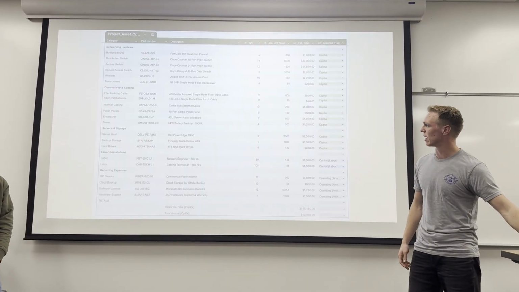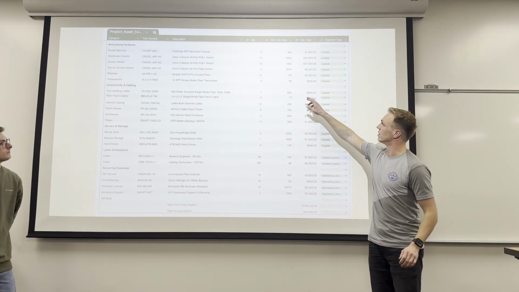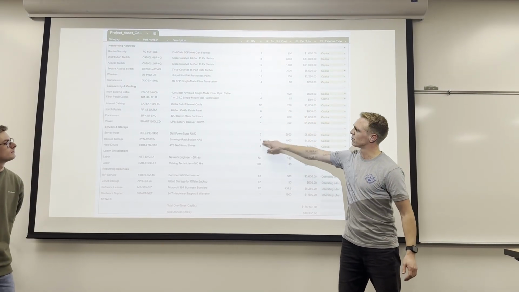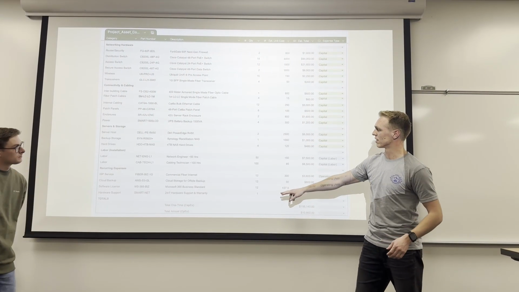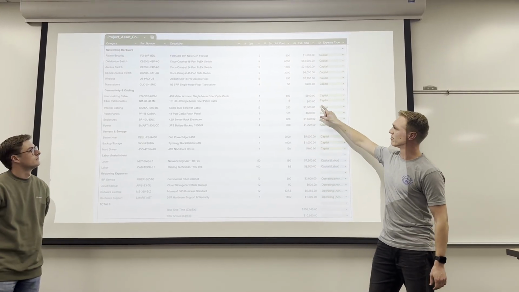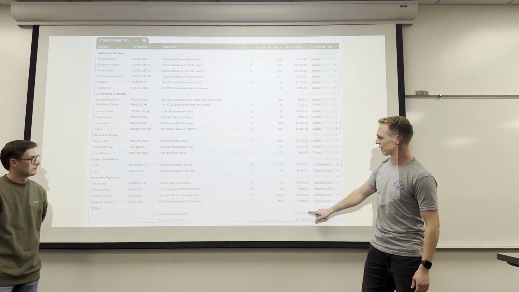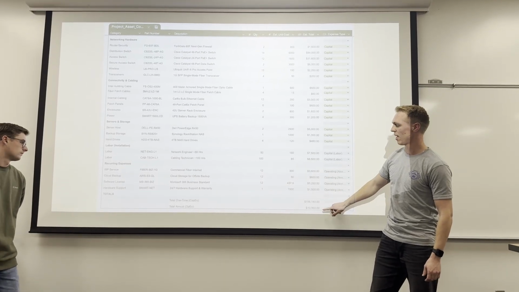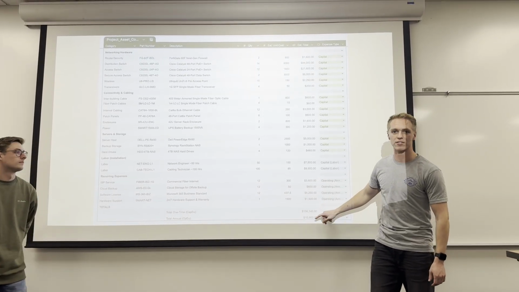So if we go back and look here, the quantity of how many of each thing was taken into account, as well as the price of each one, and then finally a total cost for what that would look like, and the total expense, as well as the annual cost after that.